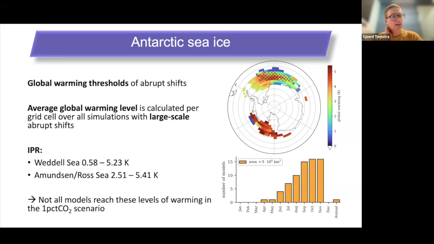Now, a little bit of a caveat in this case also is that not all the models reach such high levels in this scenario at the end of 150 years. So it could be also that more models actually show these types of shifts in the Antarctic sea ice, but just do not reach it. Moreover, it's also very seasonally dependent. So we can see on the bottom the number of models with such large-scale abrupt shifts from January to December. And you can see that most of them occur around September, October, November. And this is also when the Antarctic sea ice is the most extensive. So of course you have the highest chance of finding these abrupt shifts.